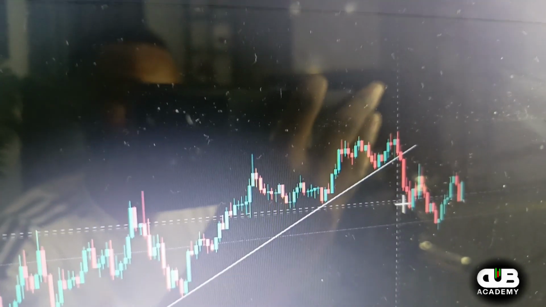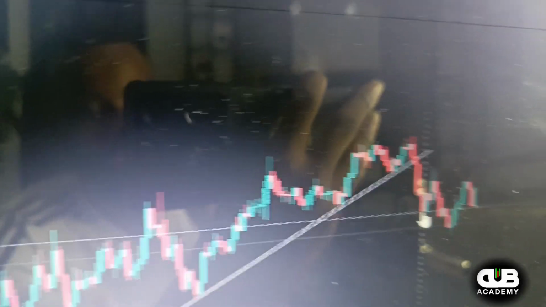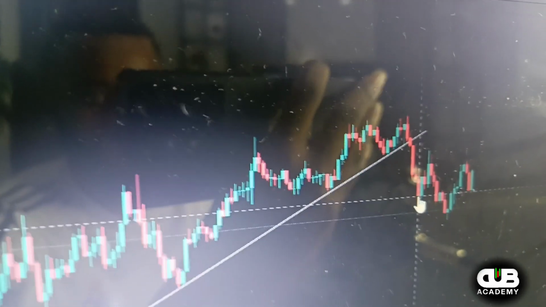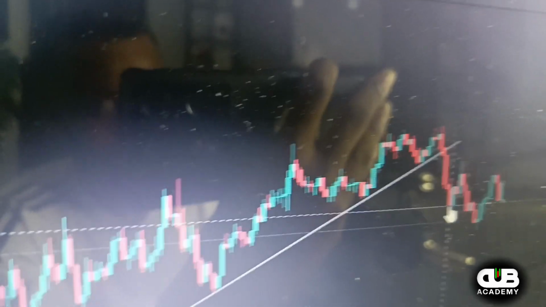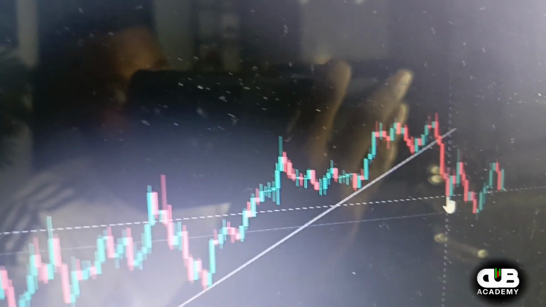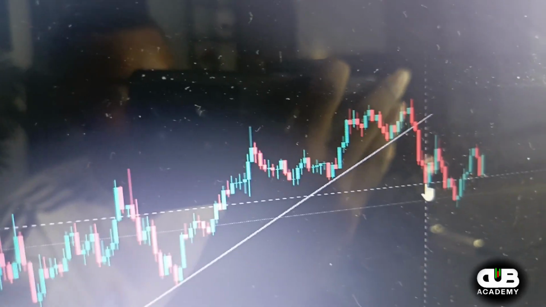Now you need to use what we call the Fibonacci retracement tool. This will help you to know where the price is most likely to reject that zone. The price actually rejects further down. That should serve as your entry.